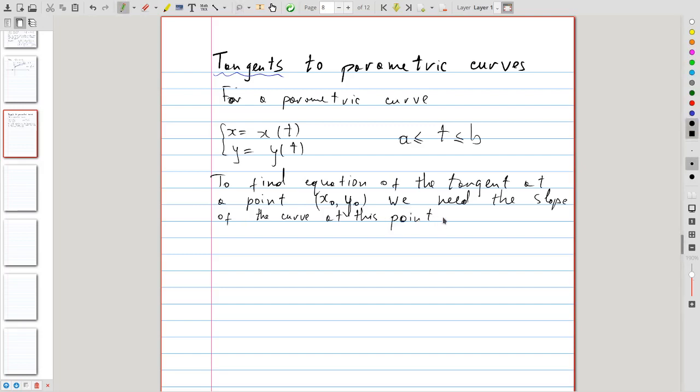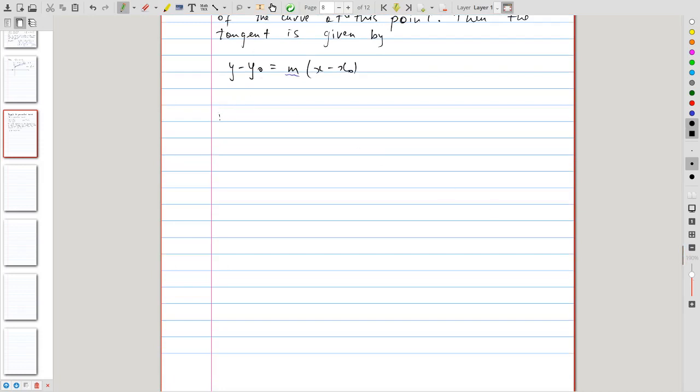Because once we have the slope, then the equation of the tangent is given by y minus y0 equals m times x minus x0, where m is the slope. And so x0, y0 are the coordinates of the point through which the tangent must pass, and m is the slope of the tangent. So in general, x0, y0 are not an issue, so the actual problem here is to find the value of the slope. And m here is going to be given by dy over dx at this point, say t0.